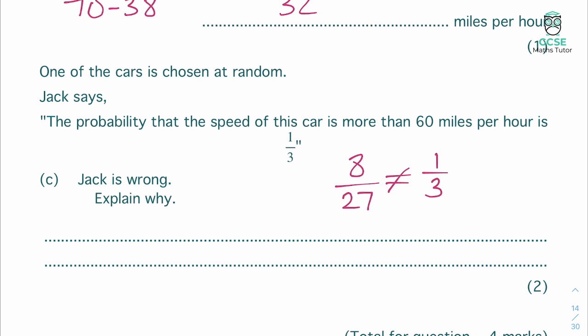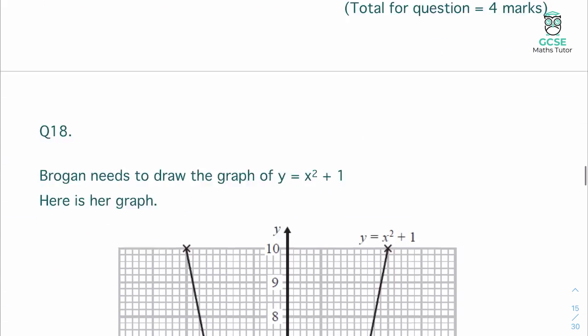I could just say that 1/3 would actually be something like 9 over 27. Yeah, so you could times both top and bottom by 9, and this is 8 over 27. So 8 over 27 is not equal to 1/3, and that would be a fine explanation.